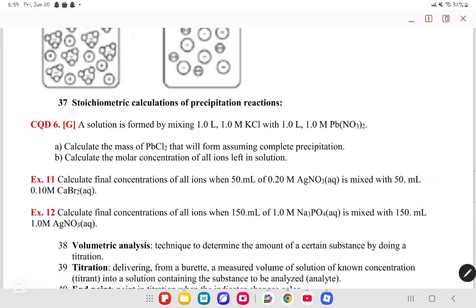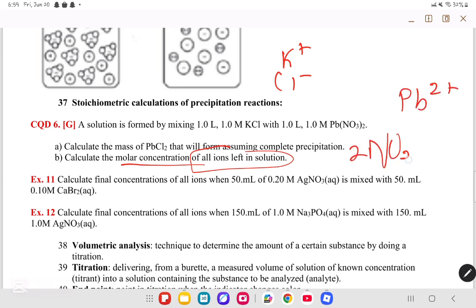Now part B. They said calculate the molar concentration of all ions left. So again, we will take back the number of moles that we found previously. So K plus, Cl minus, Pb2 plus, and 2NO3 minus. This was 2 moles. This was 1 mole. This was 1 mole. And this was also 1 mole, right?